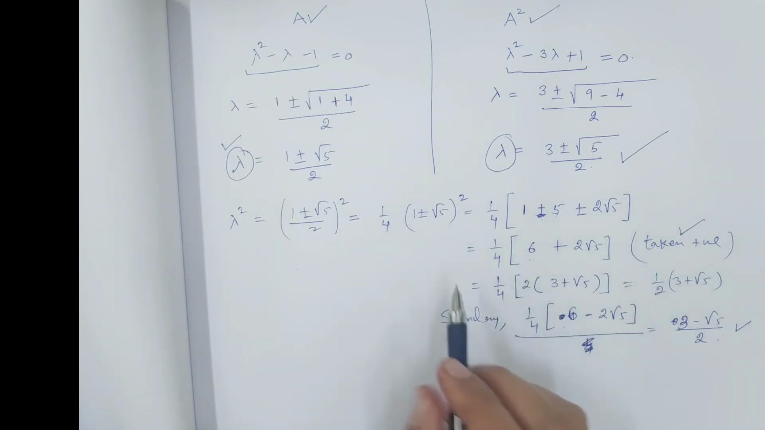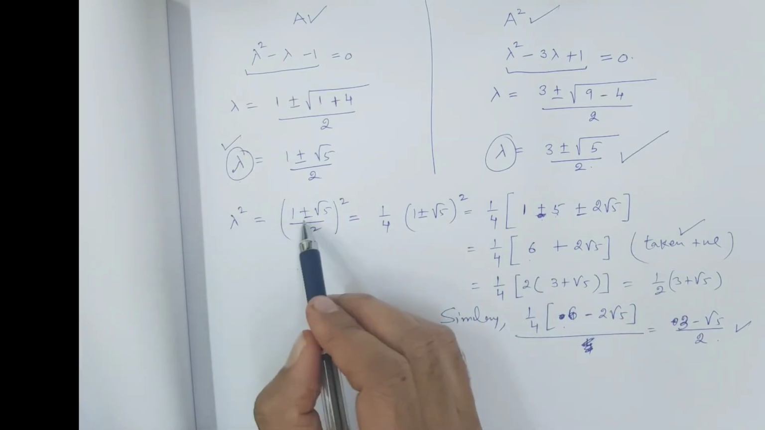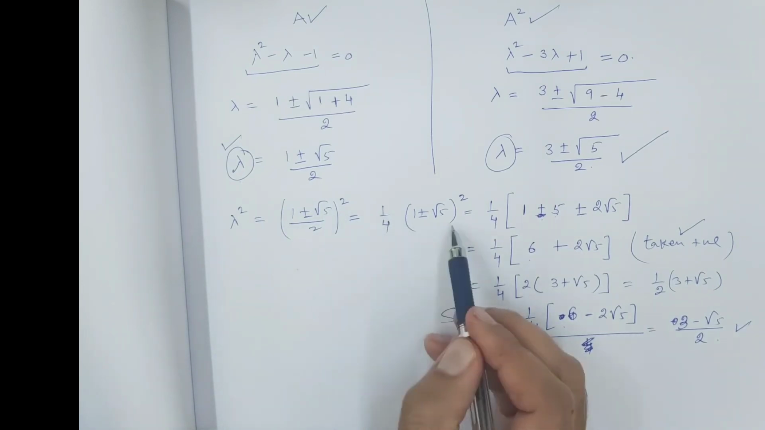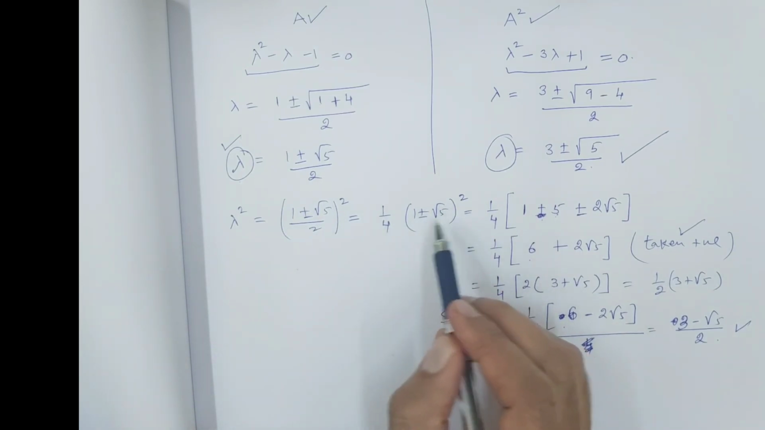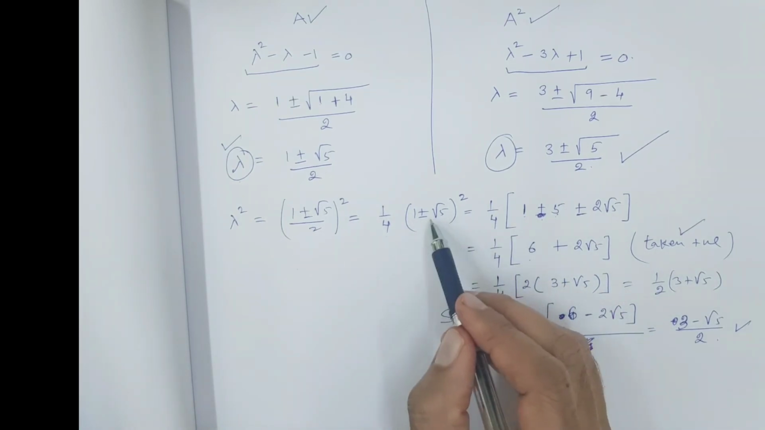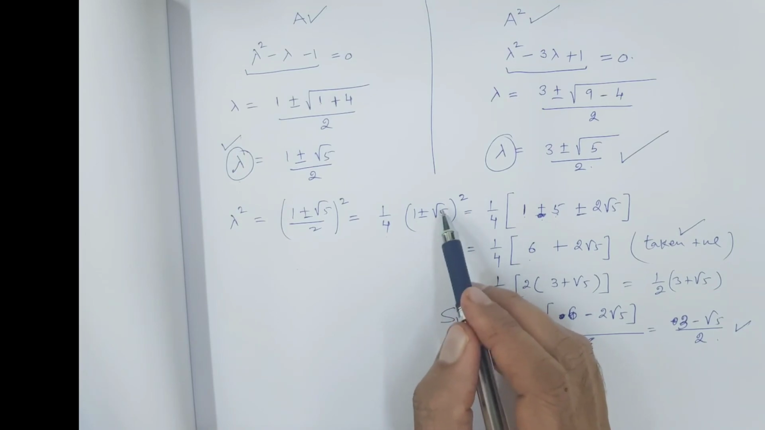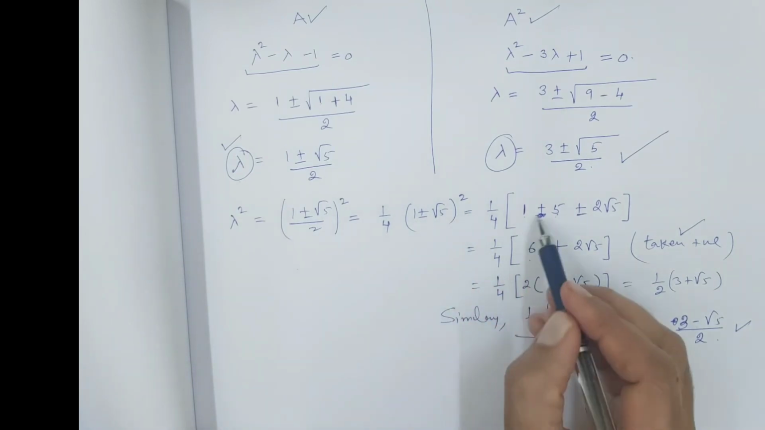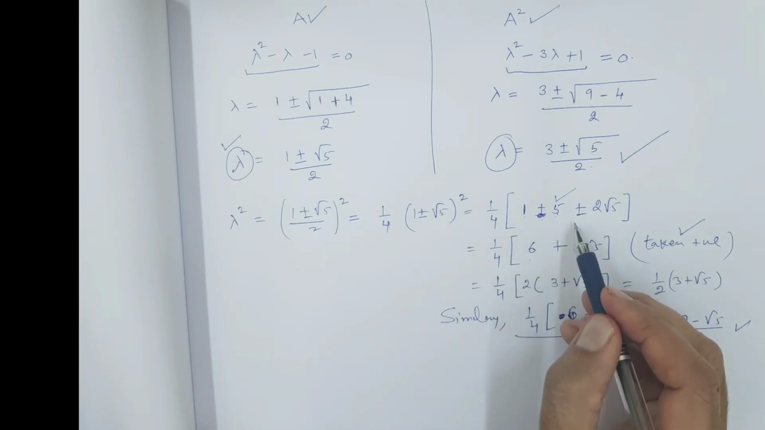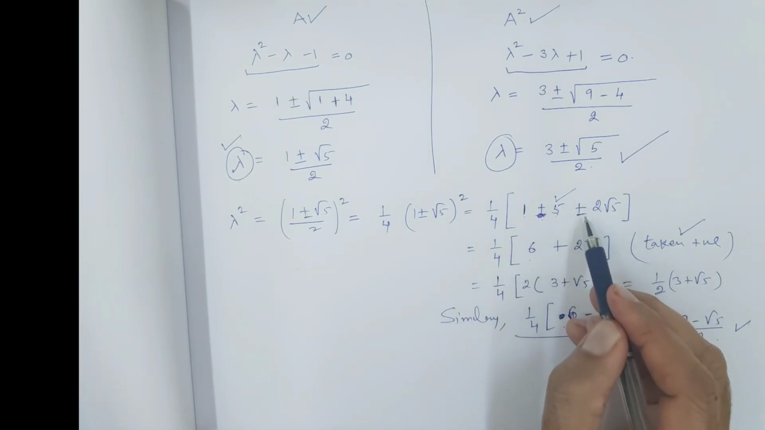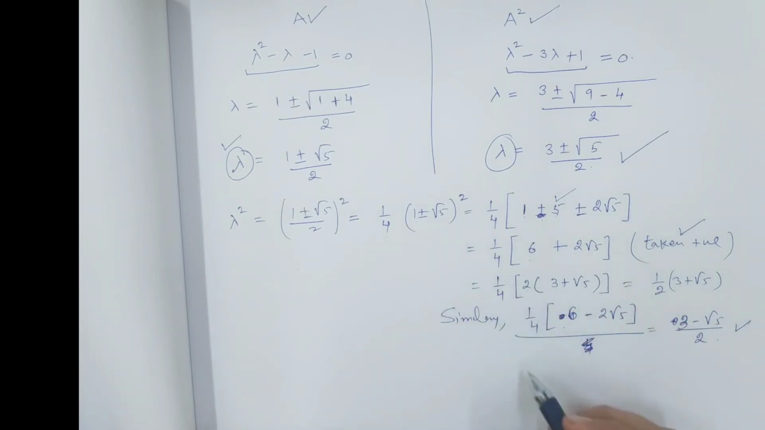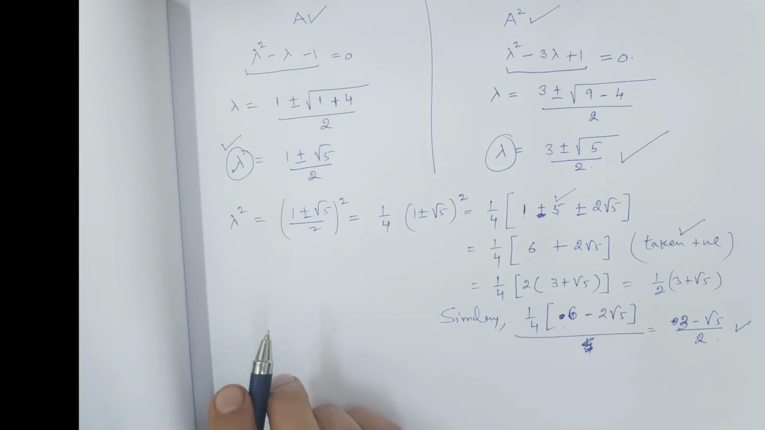So when you solve, that is lambda square equal to 1 plus minus under root 5 upon 2 square, which is equal to 1 upon 4, 1 plus minus under root 5 whole square, which is equal to 1 upon 4. 1 a square plus b square, that is b square, because the square of plus minus is always positive. We can solve and we find the same result.